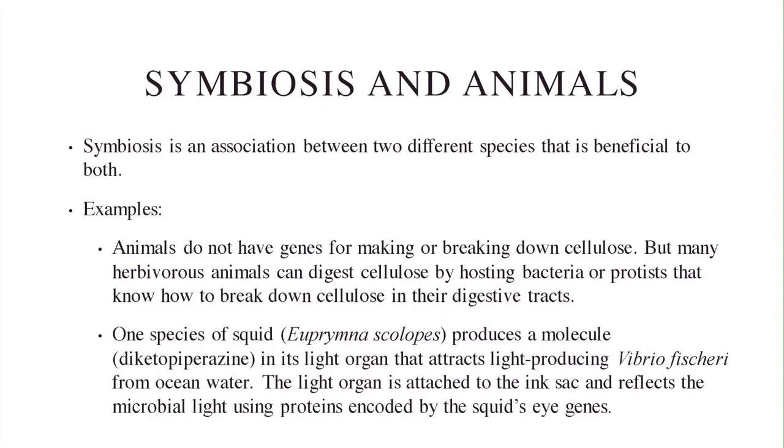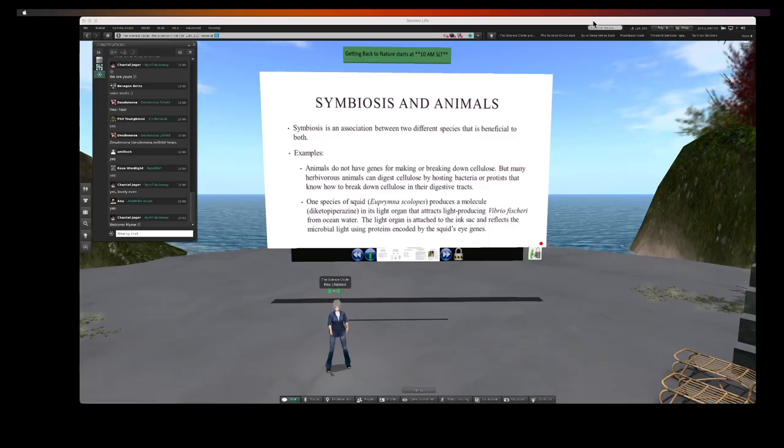You're probably familiar with symbiosis, which is a relationship between two species that both benefit from, as opposed to parasitism, in which only one partner benefits. For example, animals can't break down cellulose, so they can't get the sugar stored in cellulose. But a lot of herbivorous animals can digest cellulose by hosting bacteria or protozoans that know how to break it down in their digestive tract. They give the symbionts a place to live, and the symbionts help to feed them.